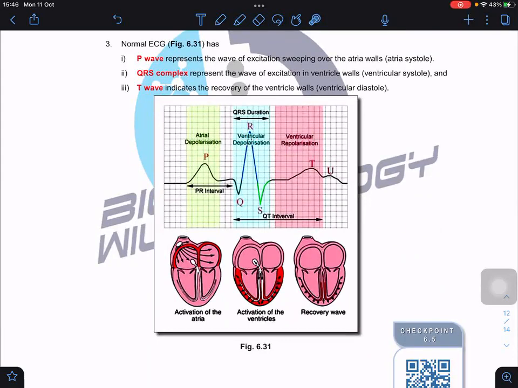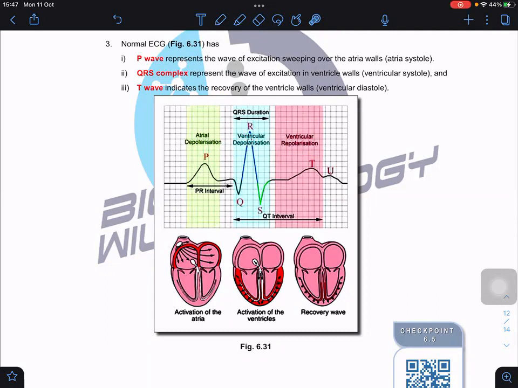Are you clear? In our syllabus, you do not need to interpret the ECG in detail. We just need to know that the P wave represents the wave of excitation sweeping over the atrial wall, which will cause the atrial systole. The QRS complex represents the wave of excitation in the ventricle wall, which will cause the ventricular systole. And the last one, the T wave, indicates the recovery, or repolarization, of the ventricle wall, and then the ventricle relaxes. So by looking at the P wave, QRS complex, and T wave, we will roughly know what happened to the patient.